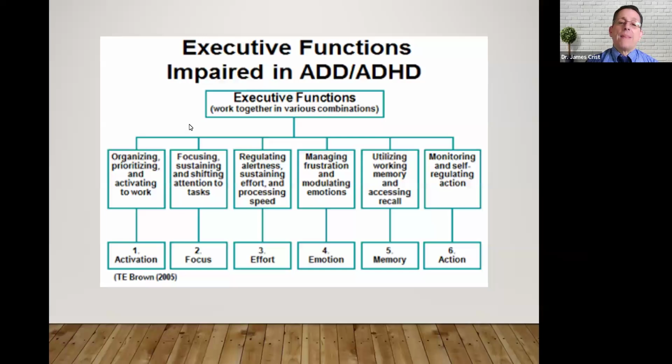All right. Let me talk a little bit about executive functions in a little bit more detail. This is just an example of a way to think about executive functioning and some of the different aspects of it. And as I review it quickly with you, I want you to give some thought as to just how that might affect your kids. Okay. So activation is organizing, prioritizing, and activating to work. That's getting started to do it, which is very difficult for kids with ADHD.